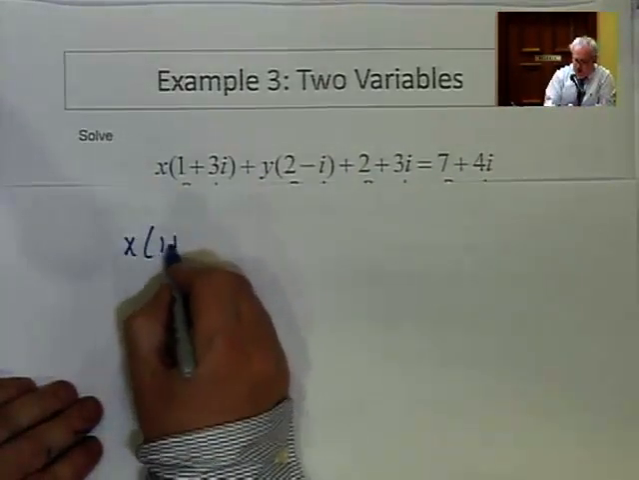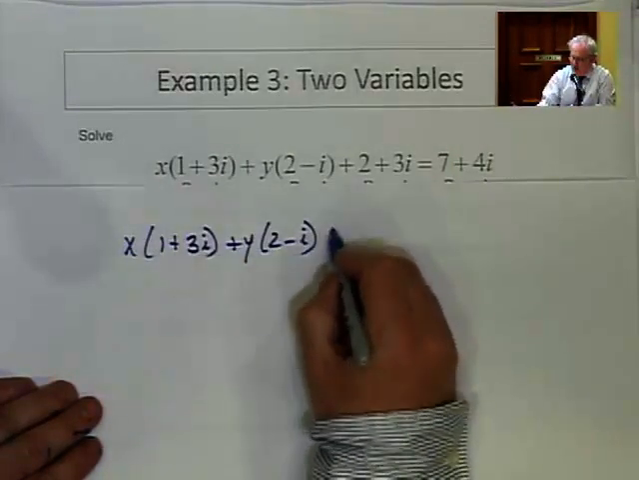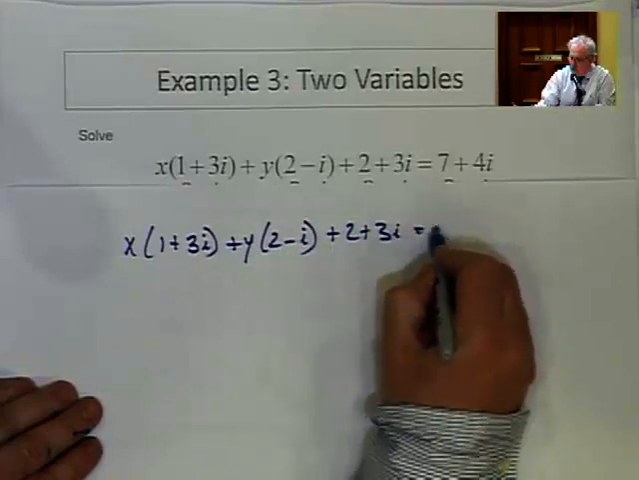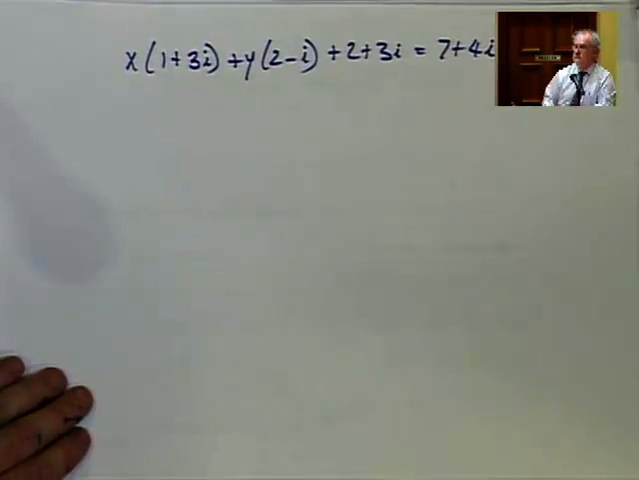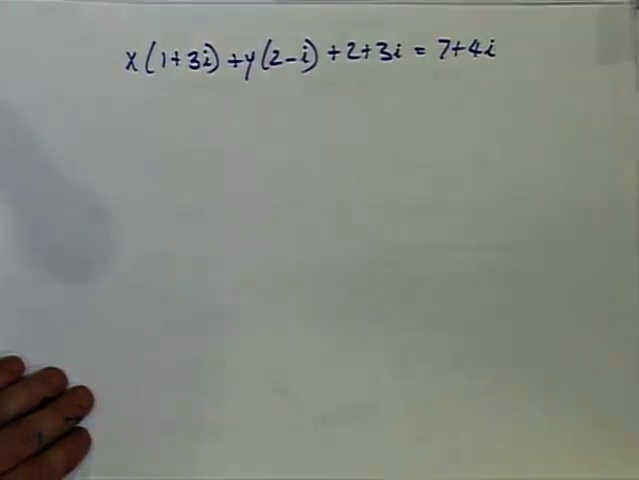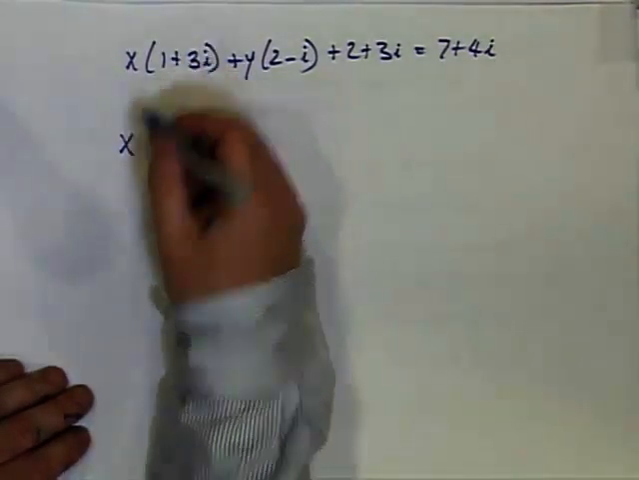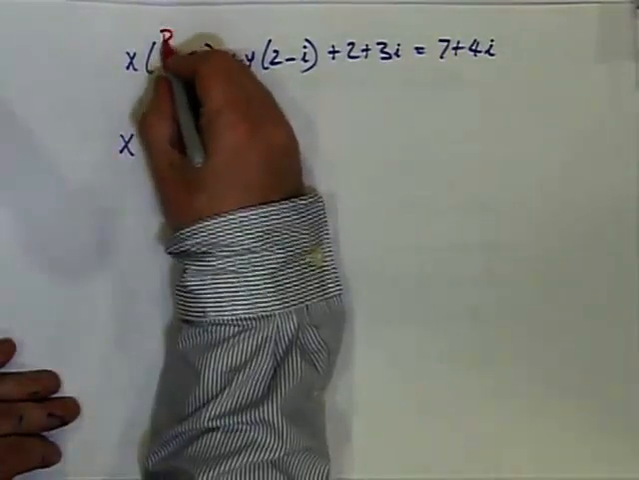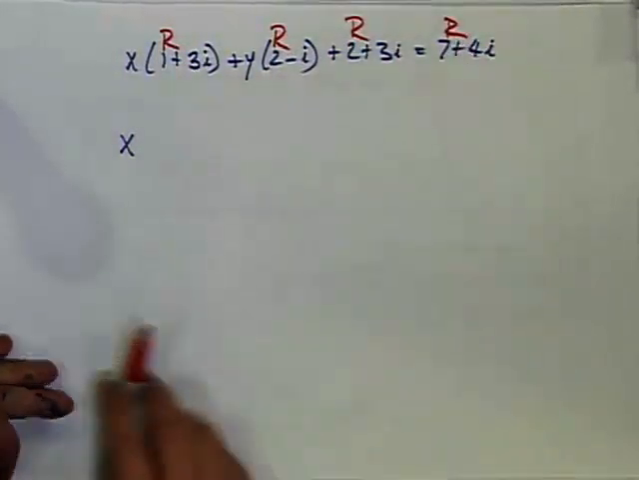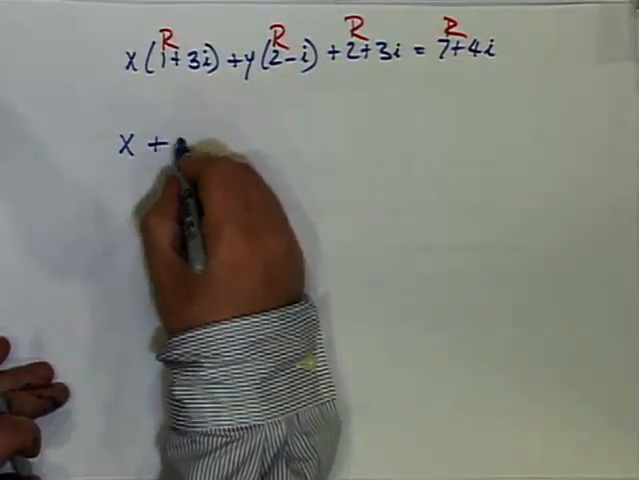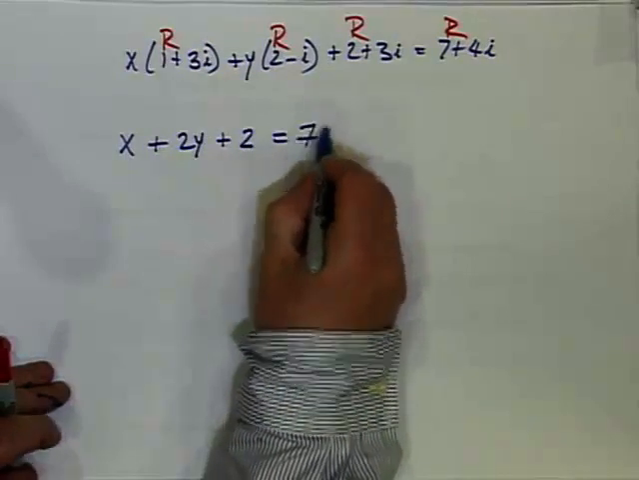X times (1 plus 3i), plus y times (2 minus i), plus (2 plus 3i), is 7 plus 4i. Quite a mouthful. Again, put all the reals together. X is real. That's a real number here. That's a real number, and so is the 7. So x plus 2y plus 2 is 7.